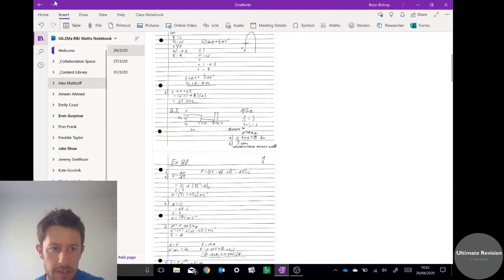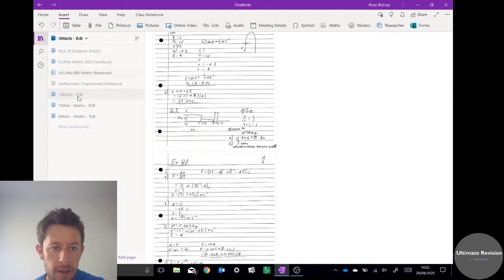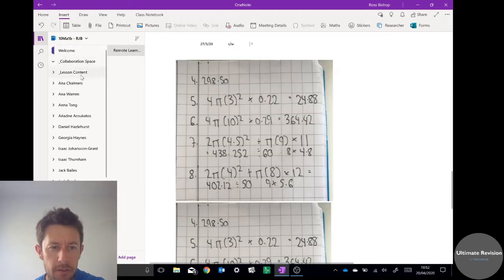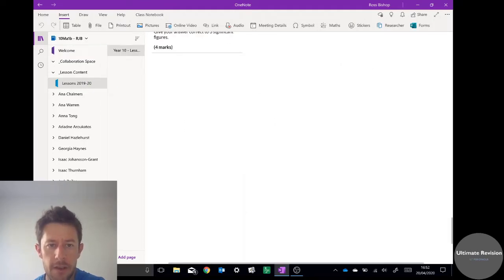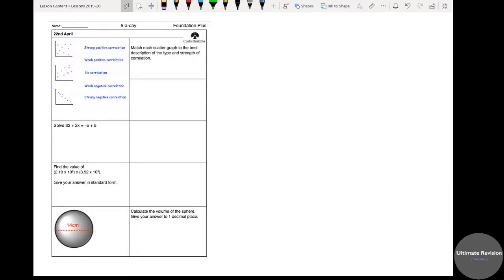Right, okay, so let's get going with the lesson now. All the lessons we've been doing are in the lesson content here, so you can access them even at your own pace. We're going to start today with a Corbett 5 a day. Right, okay guys, I'm going to give you 5 minutes on this, and when you're ready, off you go.